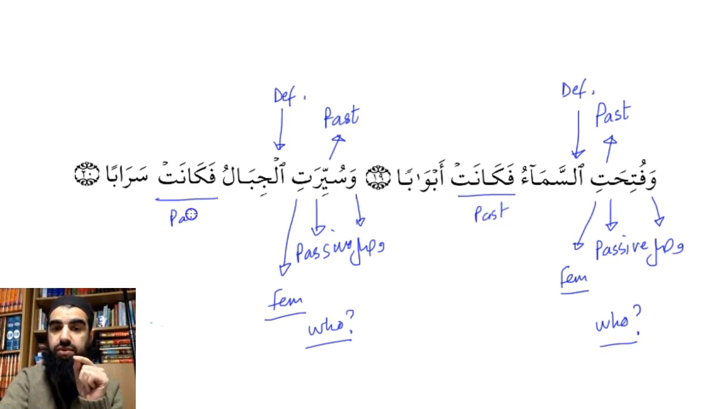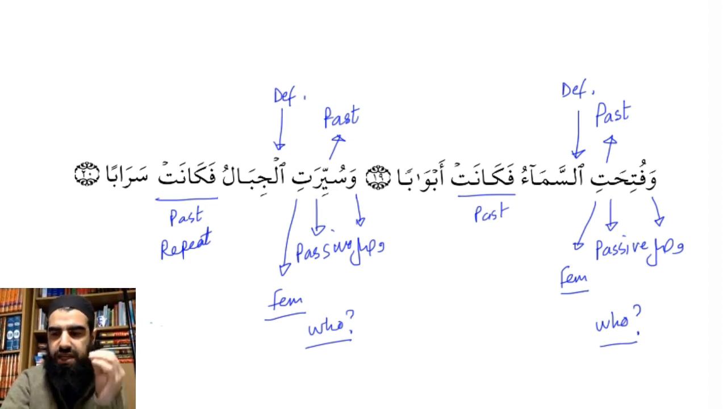So this is the only word apart from the wow which is exactly repeated verbatim, right? So kanat there, fakanat there. It's a repetition, like a repeating sound that goes into your mind. Futihat as-sama fakanat, suyirat al-jibal fakanat. Okay, so this repetition plays a role here. I want you to think about what kind of role is being achieved here. What kind of purpose is being achieved here by repetition?